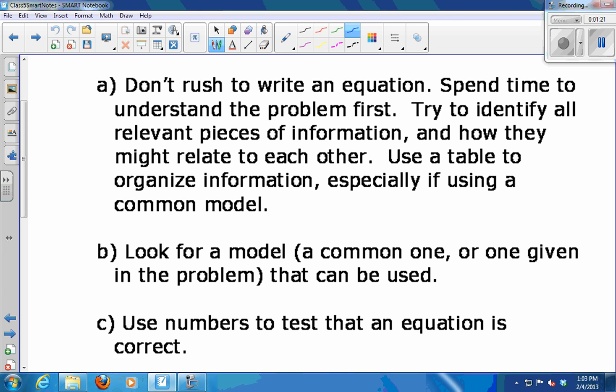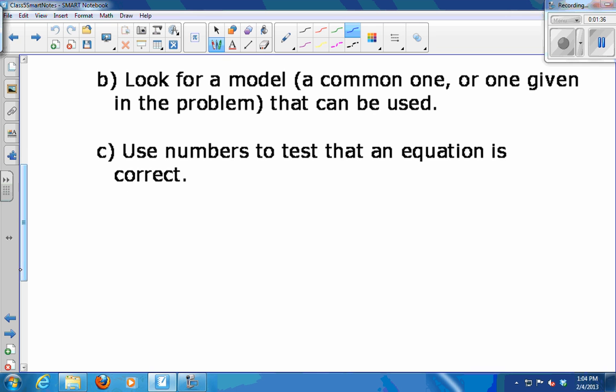Try to identify the relevant pieces of information. You might underline things, figure out how the different pieces relate to each other, draw a picture or make a table to organize your information. Then look for a model, whether you have or can use a common one. Like if they're giving you stuff about speed and time and asking you a question about distance, you would say, oh, I'm going to use the RT equals D model. Or they might give you one in the problem. And then once you have set up an equation, you can use some numbers to test that it's the correct one.